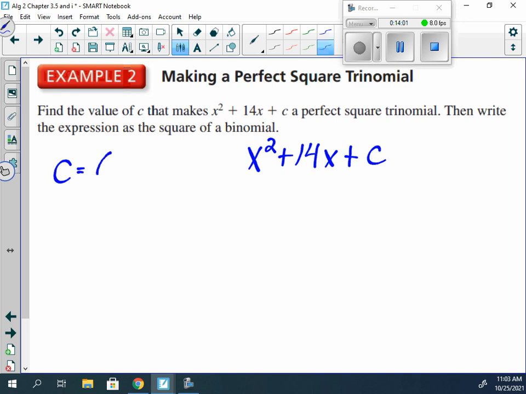Now, c that we need is defined to be as b over 2 squared. And again, it's just referencing back to the general form of a quadratic, ax squared plus bx plus c, where a is the number in front of x squared, b is the number in front of x, and c is our constant term.